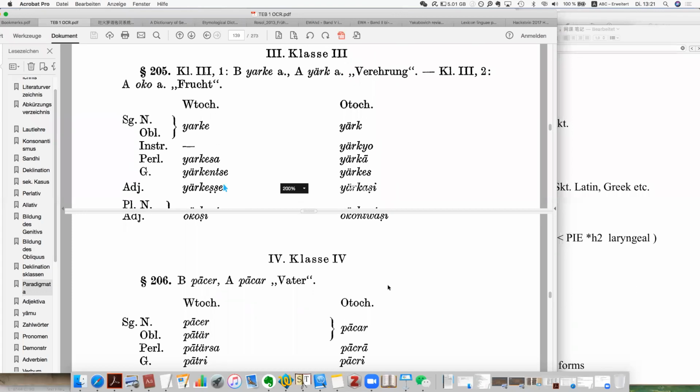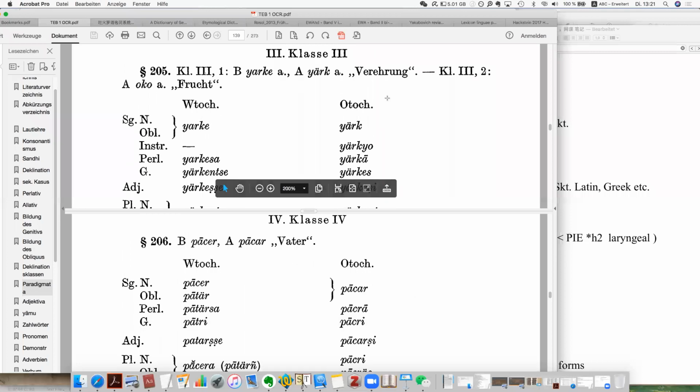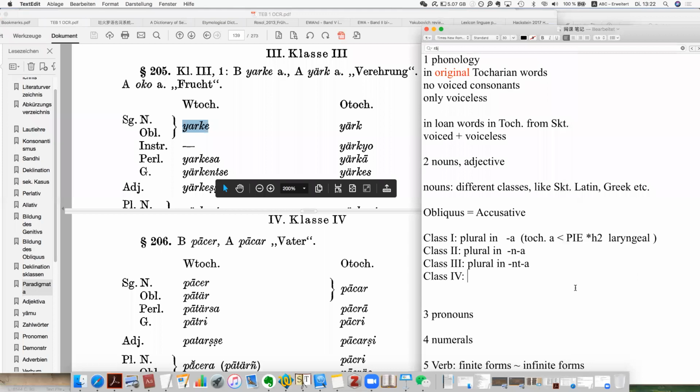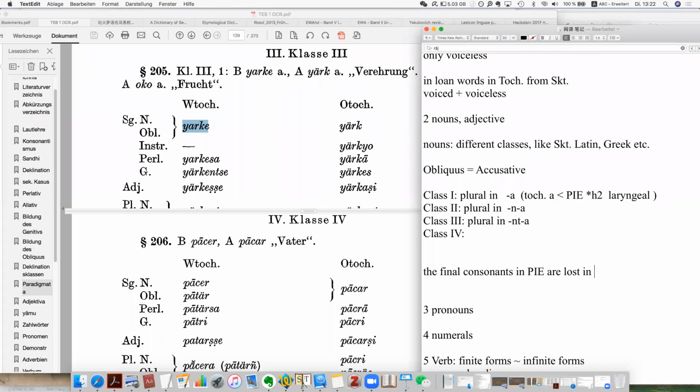So this is class 3, right? And this is class 4. So what's the biggest difference? The biggest difference is actually here. You see, for class 3, nominative and accusative are the same because, as I explained earlier, the final consonants in PIE are lost in Tocharian.